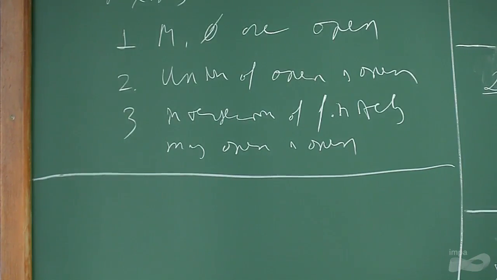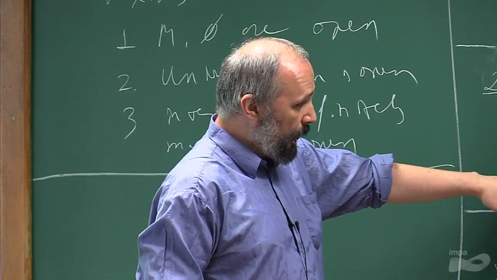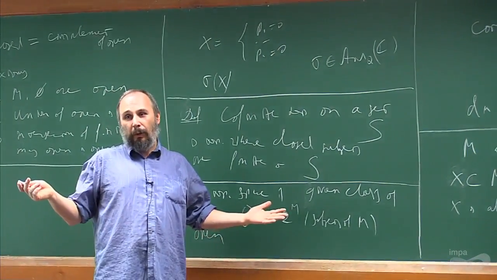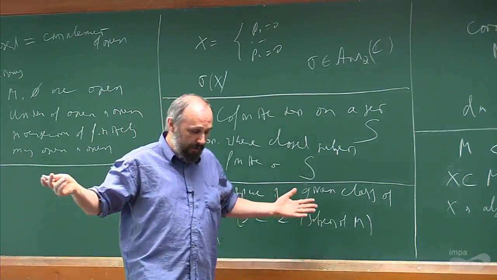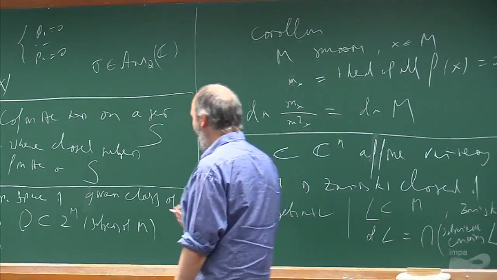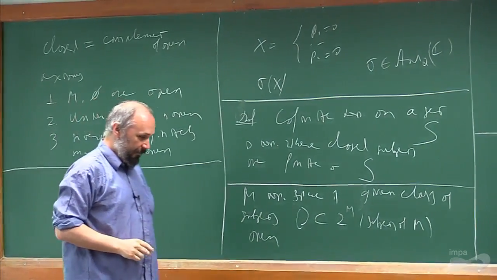Okay. Now, the cofinite topology. So what do we need? Closed sets are finite subsets. Any intersection of closed sets is closed, because it's smaller than finite, so it's finite. A finite union of finite sets is finite. Good. And the first axiom is also true.